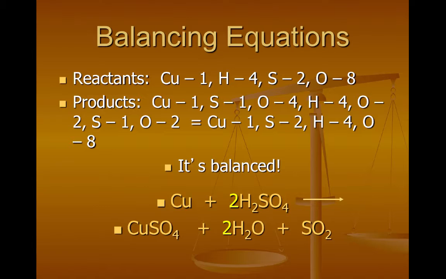Let's count our oxygens and see how they are this time. We have 1 oxygen. We have 2 more oxygens, which equals 6. 2 over here, so we have 8. So this equation is now balanced.